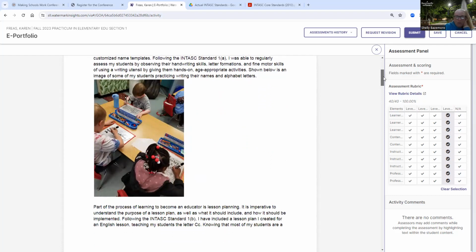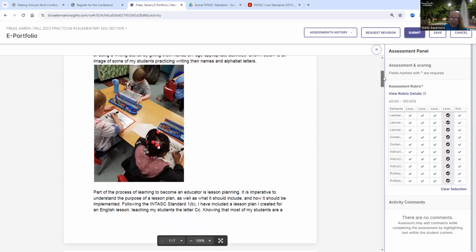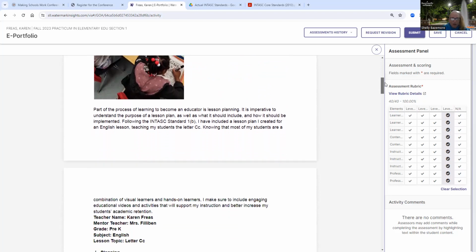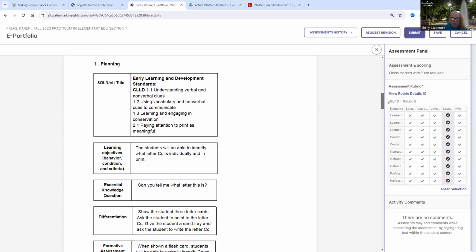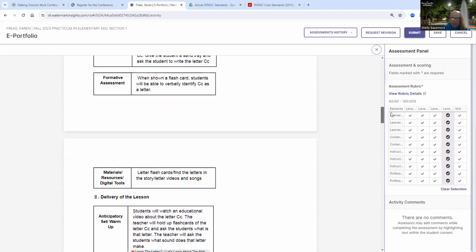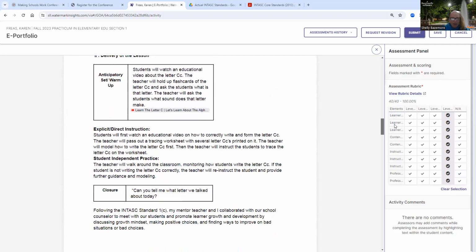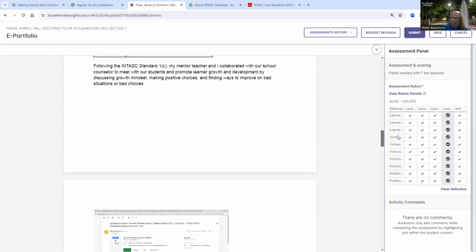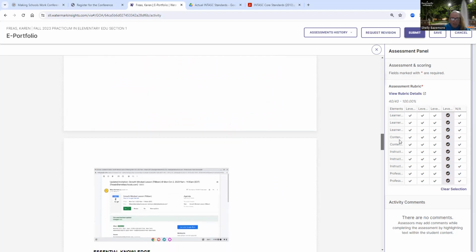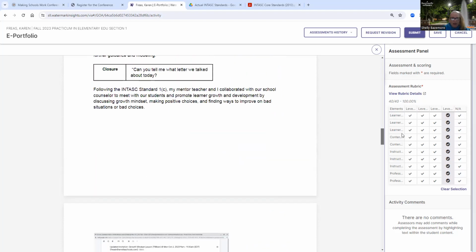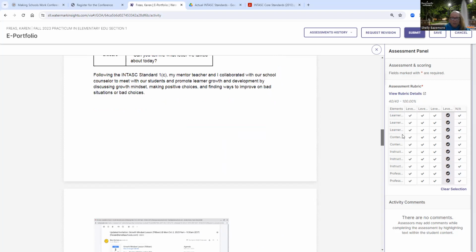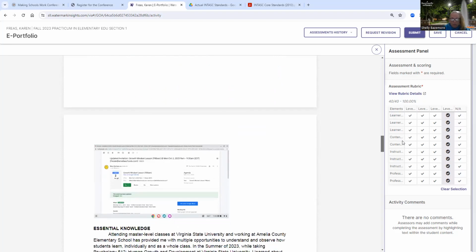Again, she's got the picture where she describes how she gets students started every day and what they attempt to accomplish. She talks about the lesson plan that she uses and how it's tied to the InTASC standard. And then she talks about the growth mindset lesson that is helping students to make better choices.